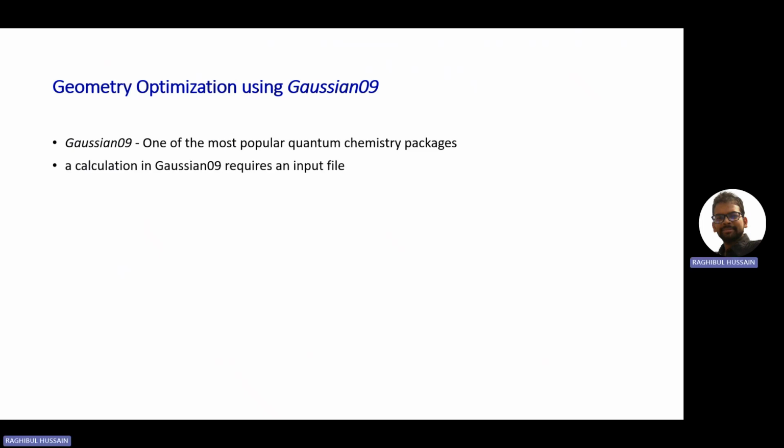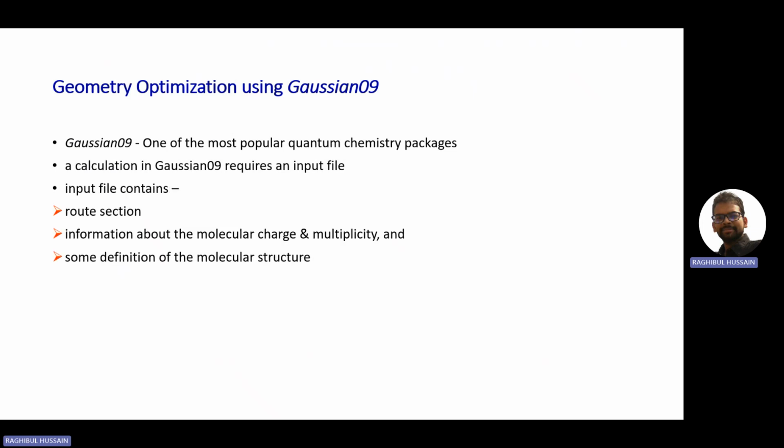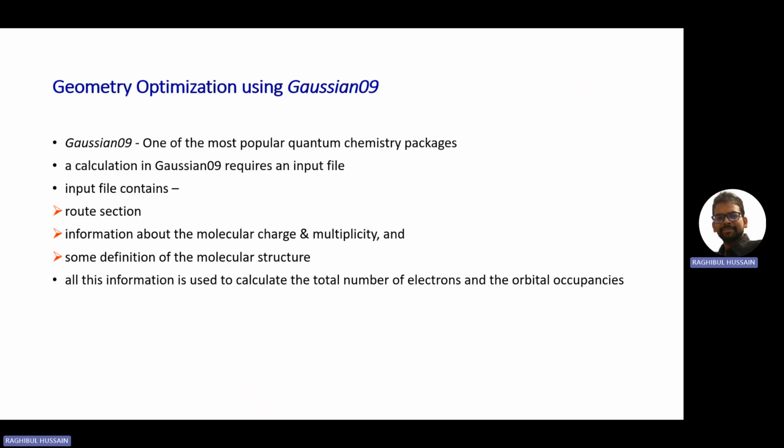So Gaussian 09 is one of the most popular quantum chemistry packages, as you are aware. Our input file consists of a route section where you write the keywords. Then you write the molecular charge and multiplicity, and then some definition of the molecular structure. All this information is used to calculate the total number of electrons and its orbital occupancy.